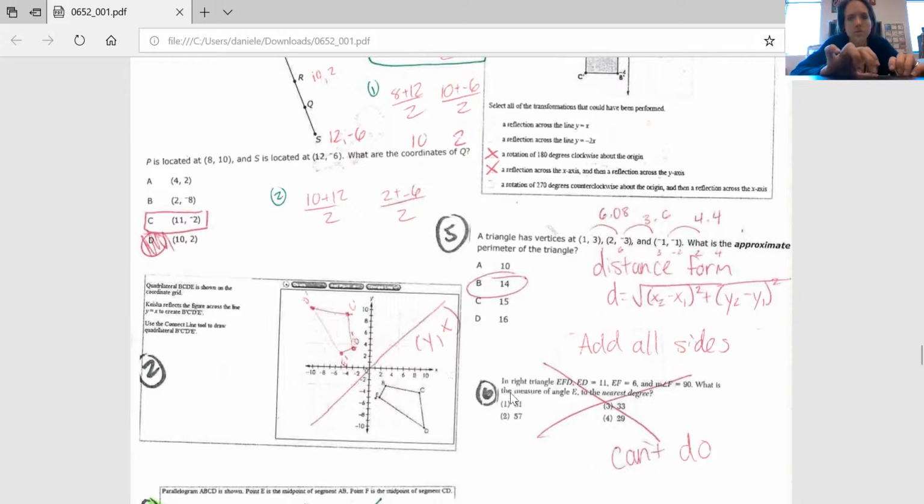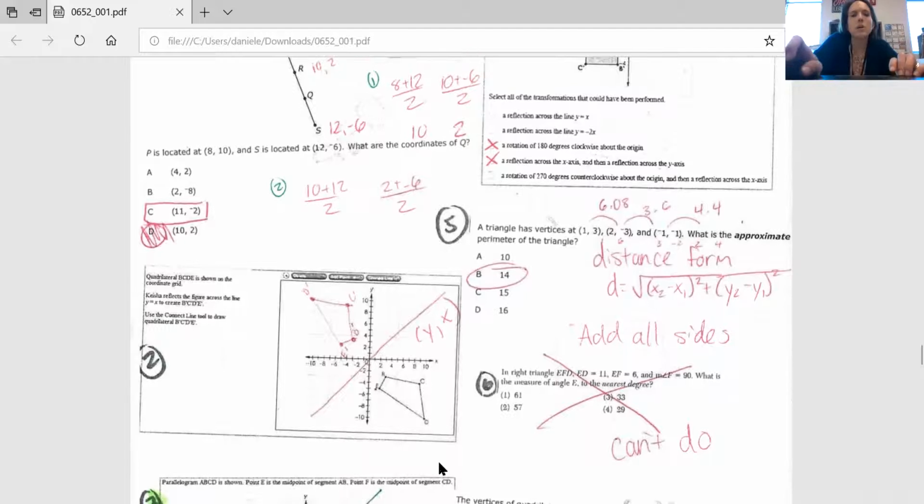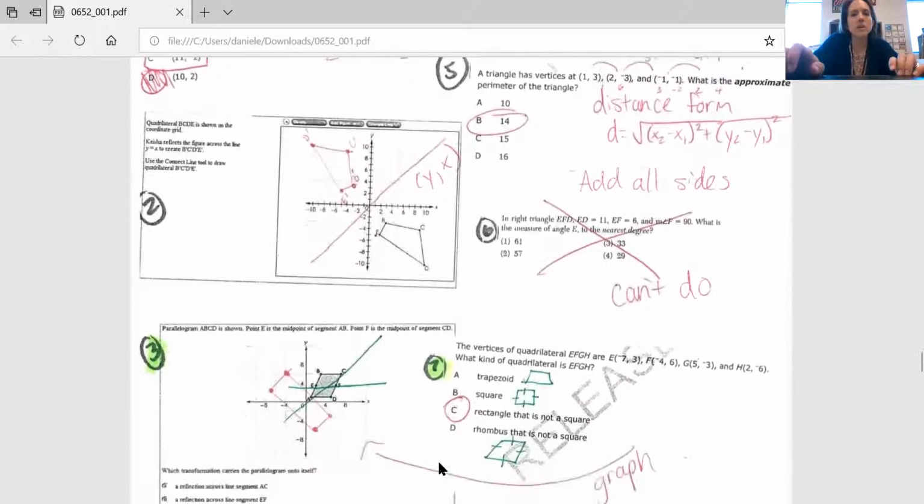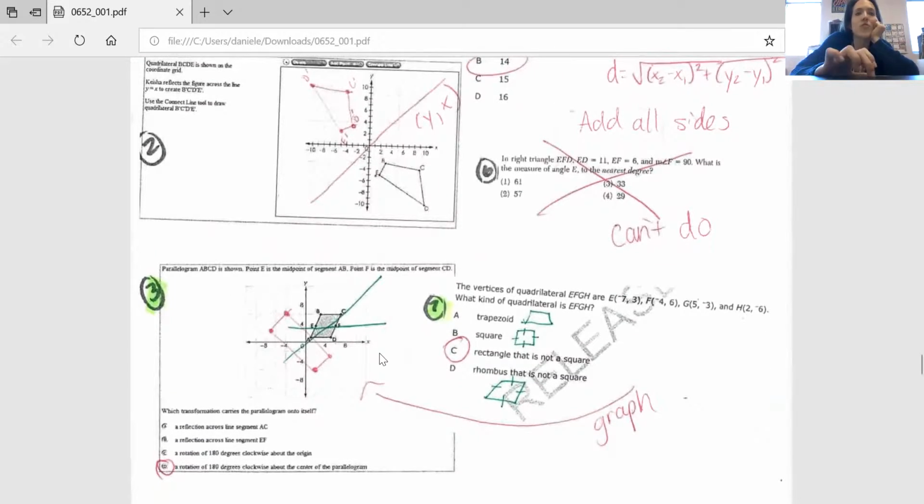then over here B would be at 3, 3, okay? Number 3 down here, I'm trying to find which of these would carry the parallelogram onto itself. Remember, that means put it back in the right spot. So a reflection across AC, I would have to draw a line segment AC, and if I folded that parallelogram in half, it's not a perfect diamond shape. So this point B is not going to match up with point D.